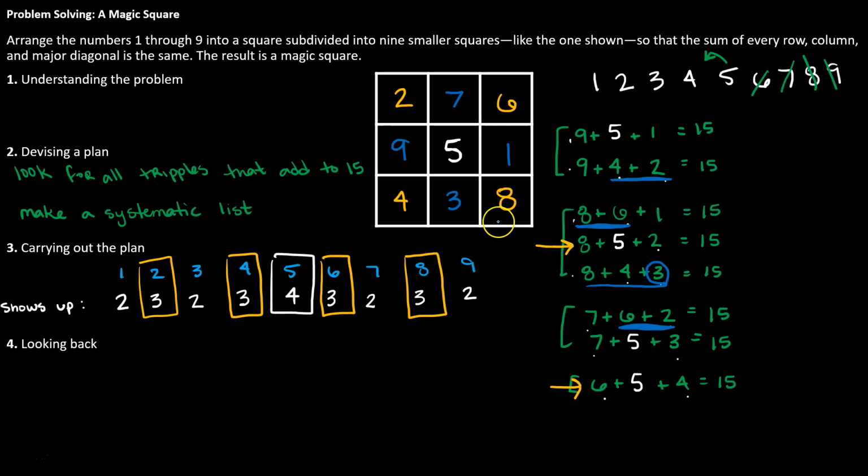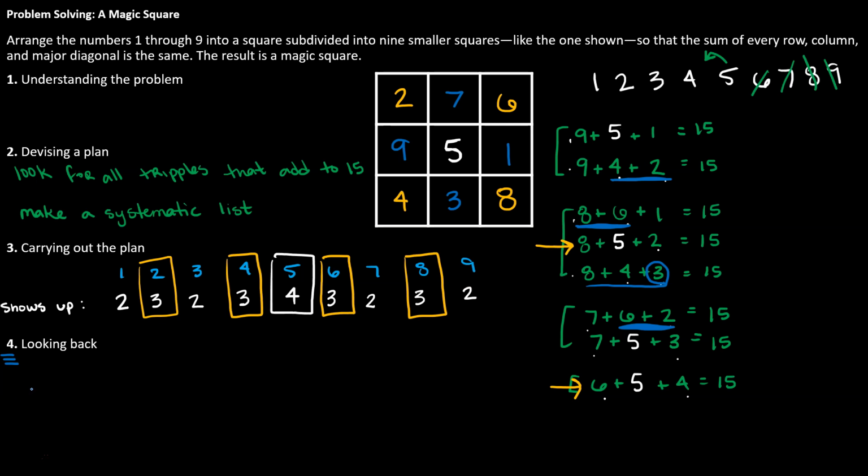up to 15. So for this problem, we started off by making sure we understood the problem. We took the time to look for a plan, which was find all of the triples that add up to 15. We made a list so that we could find them all. We carried that out. We found the solution, but now we have one last step, and that's looking back. Now, sometimes looking back is about finding a general way to do the problem faster, but sometimes looking back is this: is this the only answer to the question?